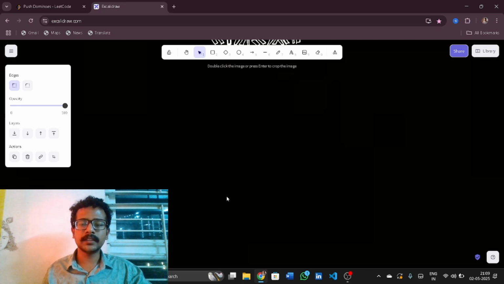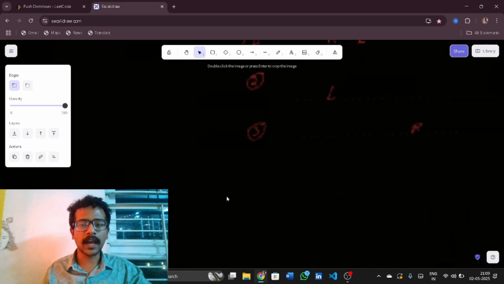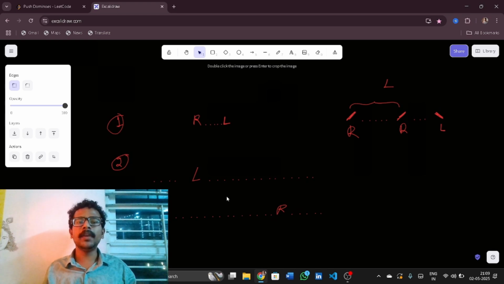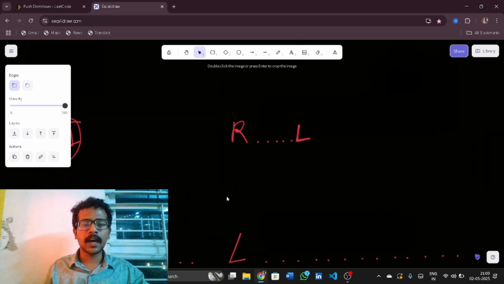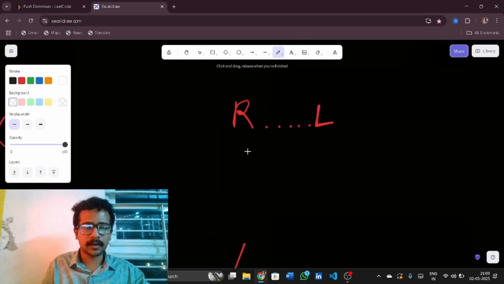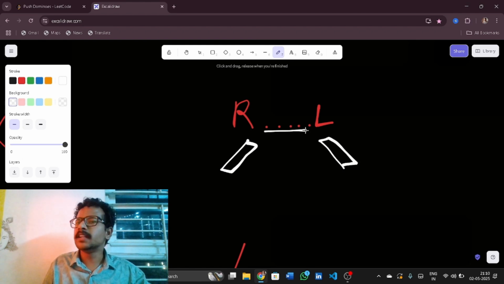Now I go straight to the intuition, and let us break this into a subproblem. Now let us see. I am saying that I have R. That means this domino is falling to the right side. This domino is falling to the left. Now just don't apply any math here. Just take this domino and this domino simultaneously.